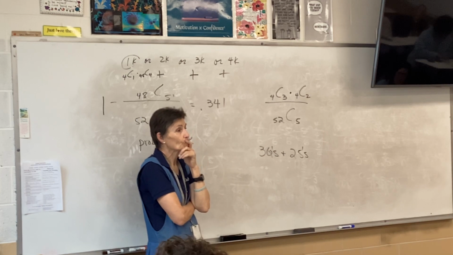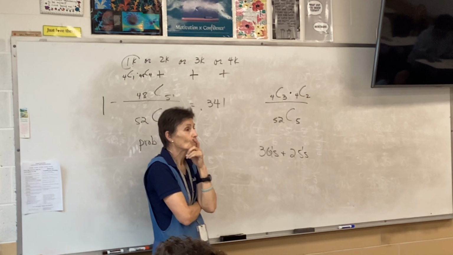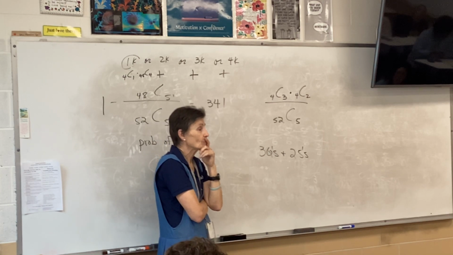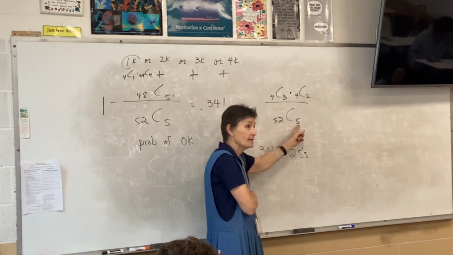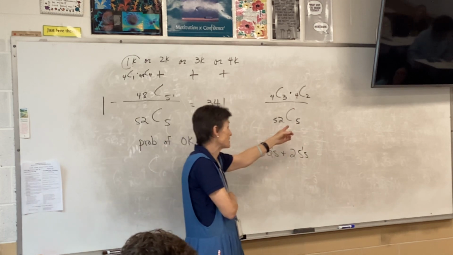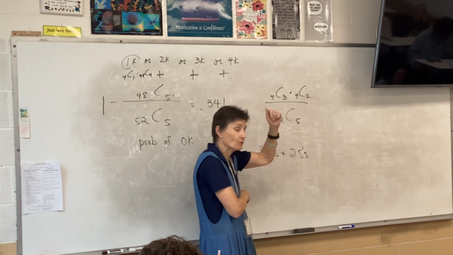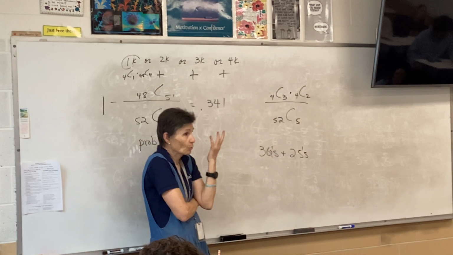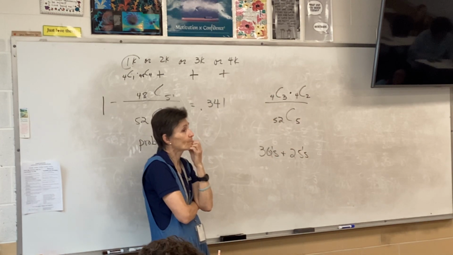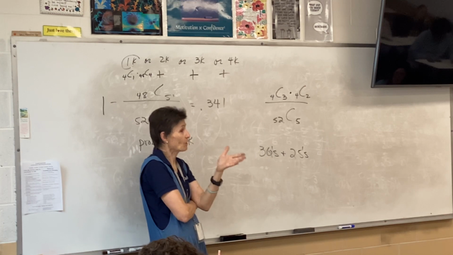Lucy? So in the 52C5, the 5 is the amount of cards, like 3 queens and 2 5s. A 5-card hand. Anytime it's a 5-card hand, that's gonna be your denominator. That's the total number of hands there are in the deck. 5 cards.